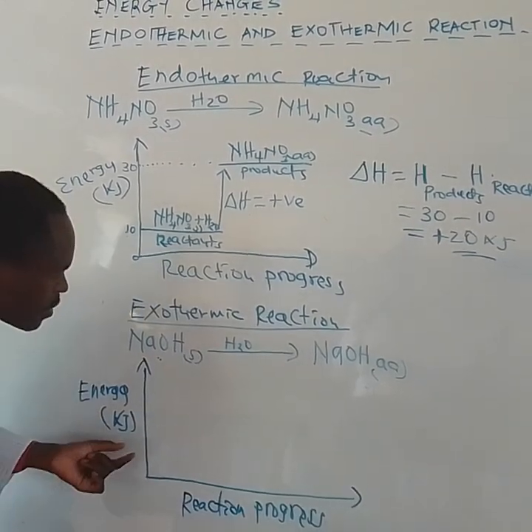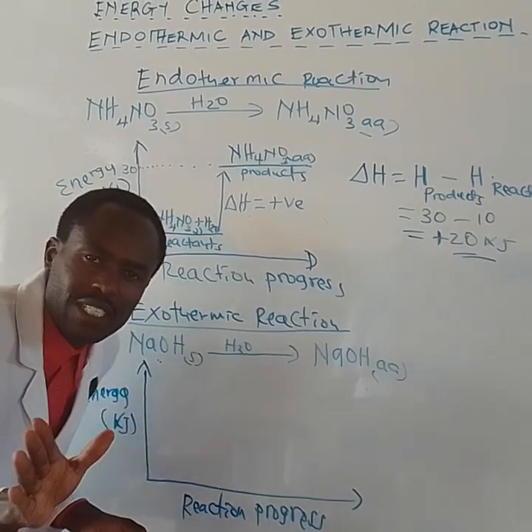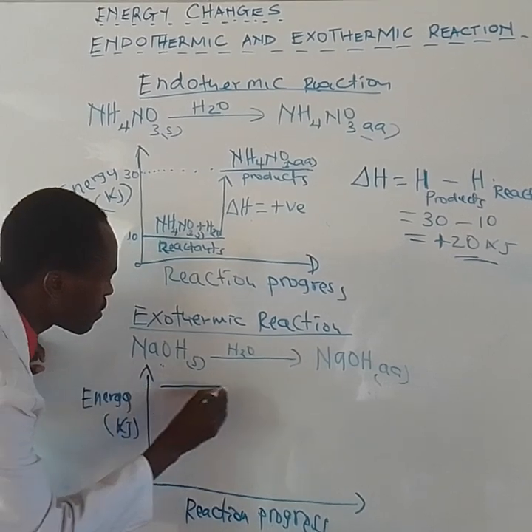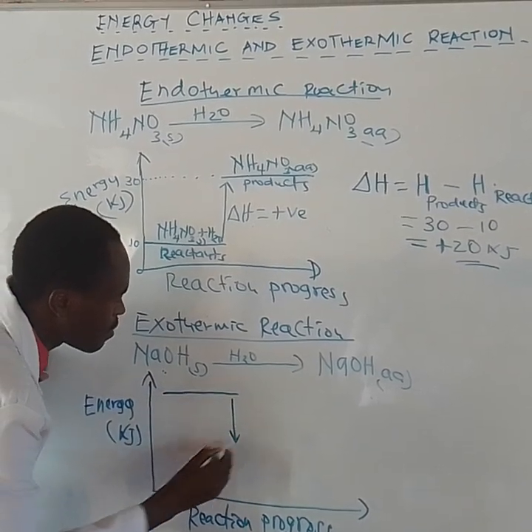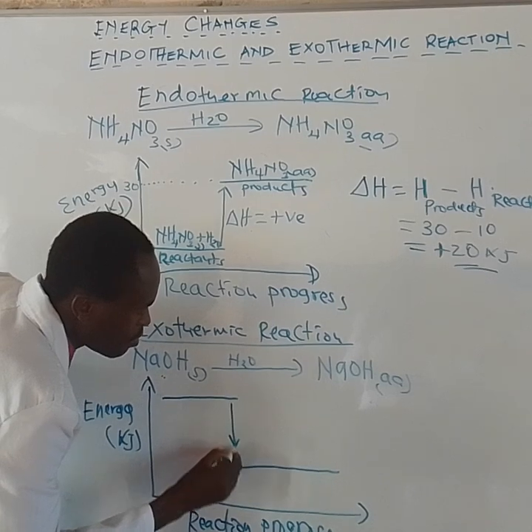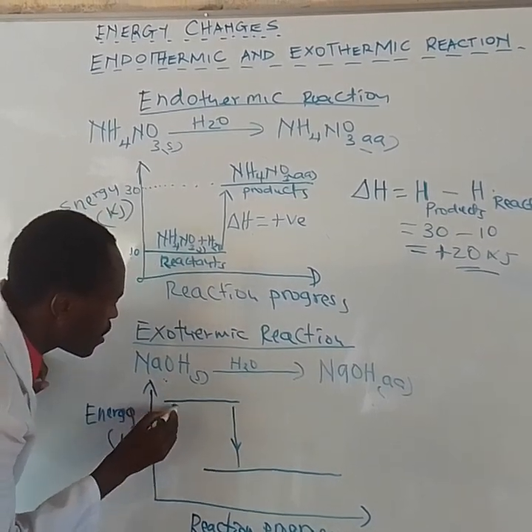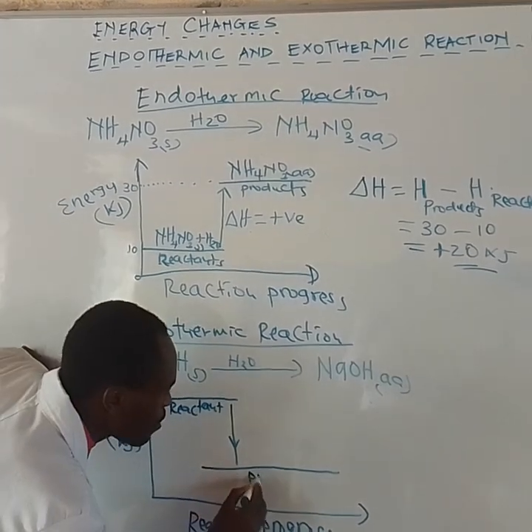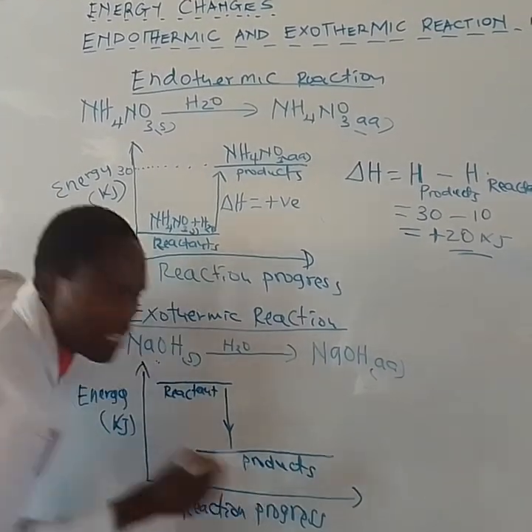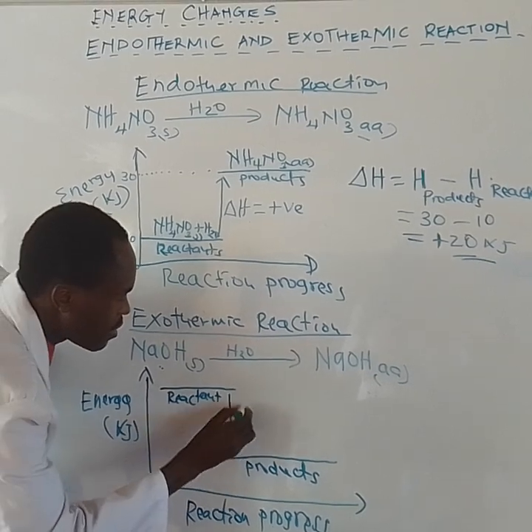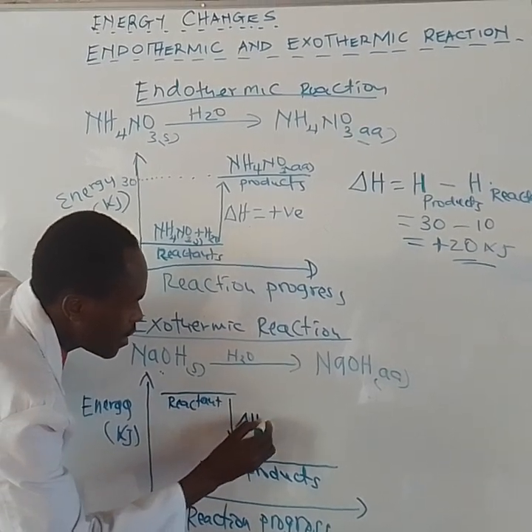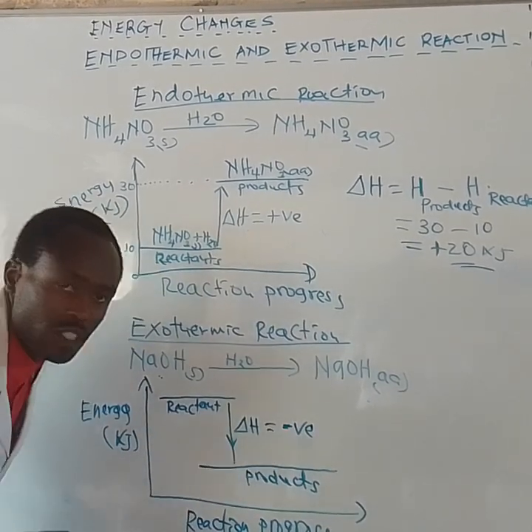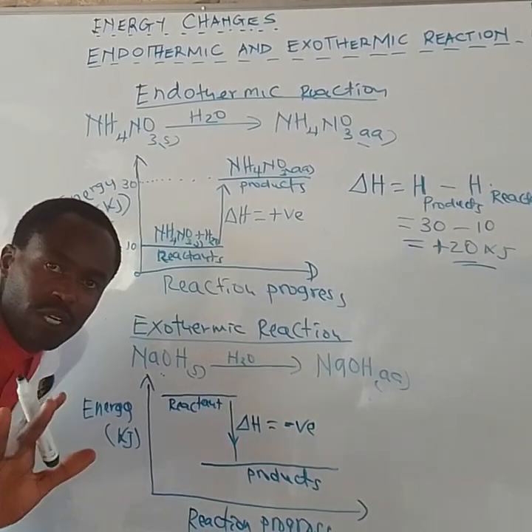So because the reactants have more energy than the products, because heat was lost, we represent it this way, like this, so that here we have the reactants having more energy, then here we have the products having less energy. Then here is the sign for heat change, which is negative. The sign for heat change for exothermic reaction is negative, and I'm going to explain that.